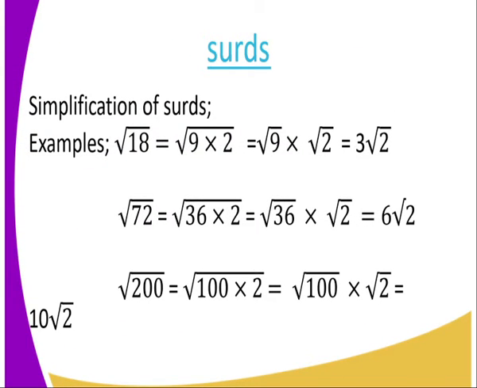Now we start simplifying the surds. We have the first example, which is surd 18. It can be written as factors. One must give us a perfect square. For example, we have the square root of 9 times 2, which can be written as square root of 9 times surd 2, which is 3 surd 2. Surd 72 can be simplified in the form of surd 36 times surd 2, which is 6 surd 2. Then surd 200 can be simplified to 10 surd 2.